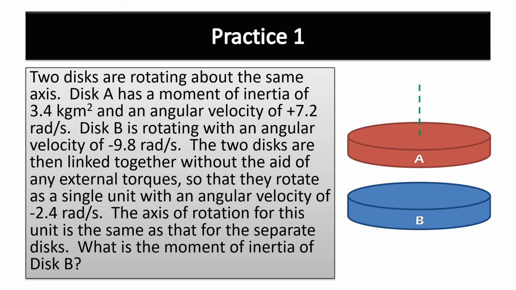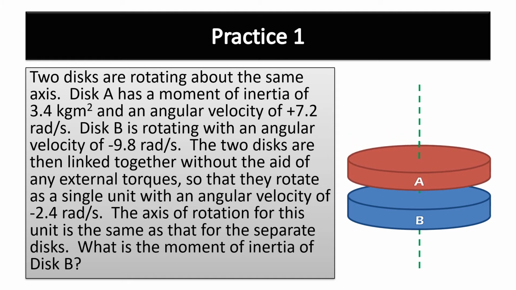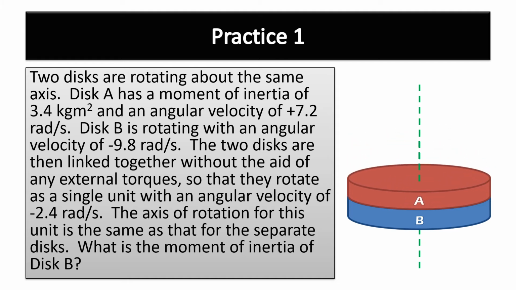So the situation is you have the same axis, and then disk A combines with disk B, and now they move with a different angular velocity. Hopefully this situation seems similar. Like I said, it's similar to the inelastic collisions problem where we had two separate objects and then they combine together and stick together and move with the same velocity. So if you want, you could actually pause the video and try this on your own. You have enough information now to try this one.